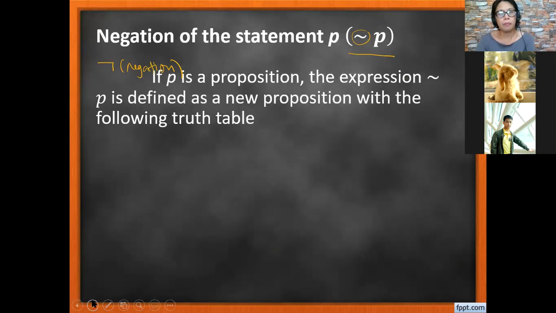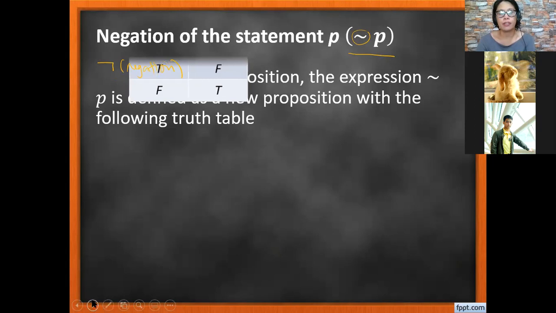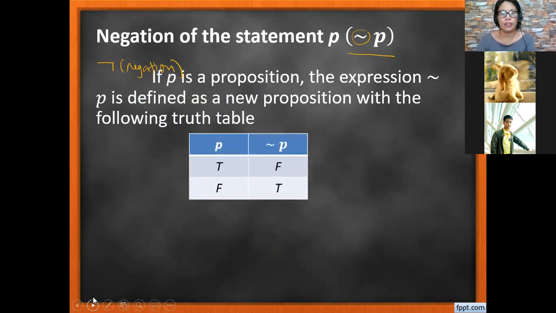Okay. So if P is a proposition, the expression negation P is defined as a new proposition with the following truth table. If statement P is true, then negation of P is false. Also, if statement P is false, negation of P is true. So that's the idea on the negation of a statement.